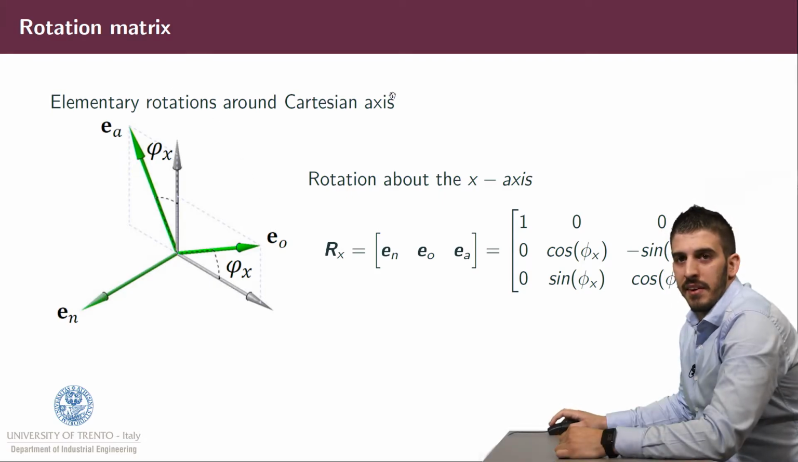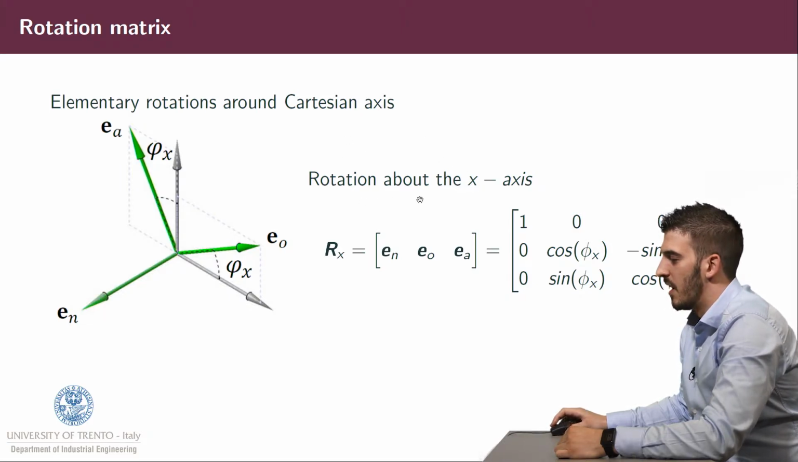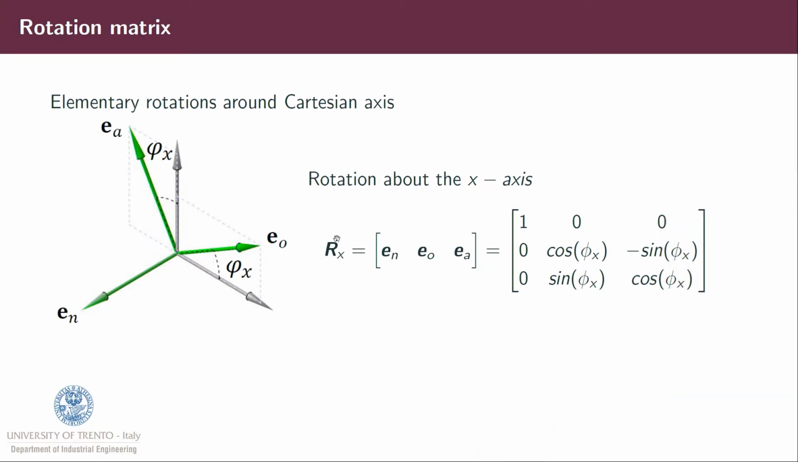Let's define elementary rotation around Cartesian axis. We define the elementary rotation around the x-axis as the matrix Rx, which is equal to the matrix whose columns are the elementary vectors of the rotated system. In this case, we have the rotation matrix Rx equal to 1, 0, 0; 0, cosine of phi x, minus sine of phi x; 0, sine of phi x, cosine of phi x, where phi x is the angle in figure.